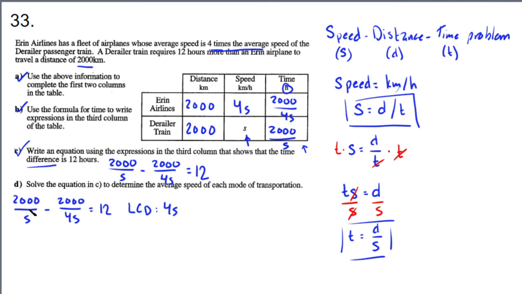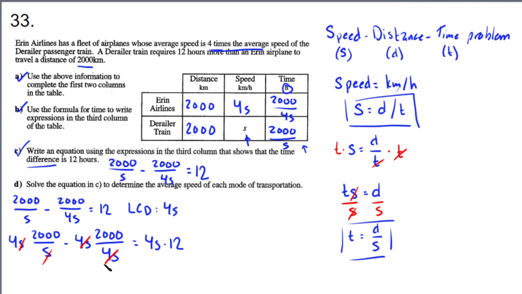We have 3 terms here. We have the 2,000 over s. The second term is the 2,000 over 4s. And the third term is on the right-hand side. It's just 12. So each term has to be multiplied by 4s. That's the first term times 4s. Second term times 4s. And then the third term, the one on the right-hand side, it's going to be 4s times 12. And now we can see that this s over here will cancel this s over here. This 4s cancels against this 4s.